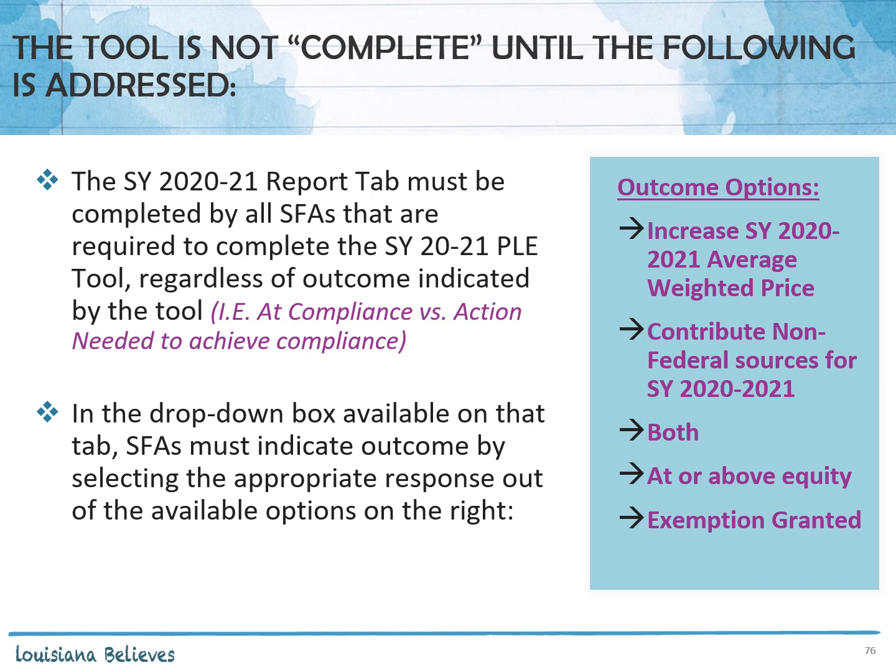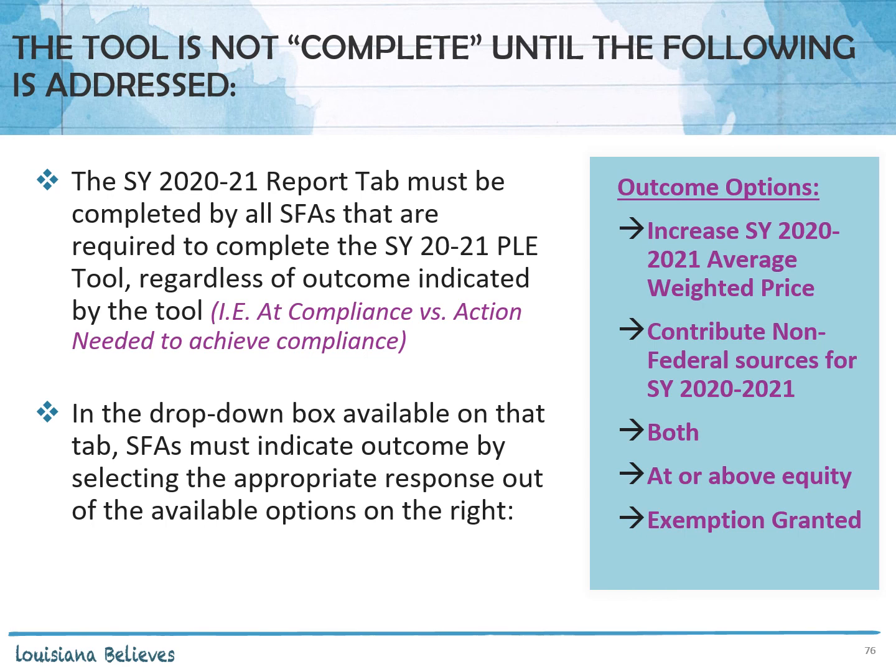Please be reminded that the tool is not considered complete until the following are addressed. The school year 2020-21 report tab must be completed by all SFAs that are required to complete the PLE tool, regardless of outcome indicated by the tool, such as at compliance versus action needed to achieve compliance. In the drop-down box available on that tab, SFAs must indicate outcome by selecting the appropriate response out of the available options listed on the right-hand side of this slide.